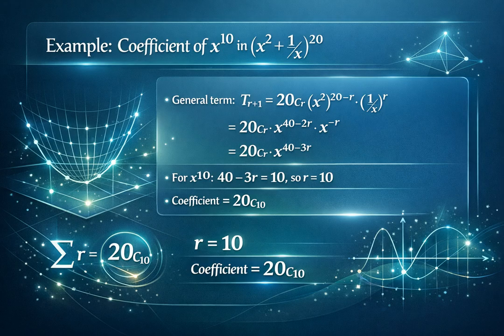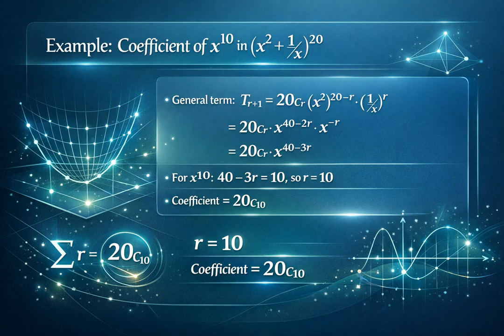Find the coefficient of x to the 10 in (x squared plus 1/x) to the 20. The general term is t subscript r plus 1 equals 20Cr times (x squared) to the 20 minus r times (1/x) to the r. Simplifying, 20Cr times x to the 40 minus 2r times x to the minus r equals 20Cr times x to the 40 minus 3r. For x to the 10, 40 minus 3r equals 10, so r equals 10.